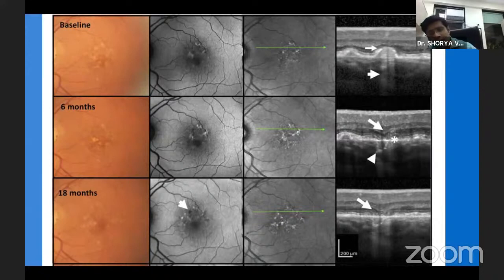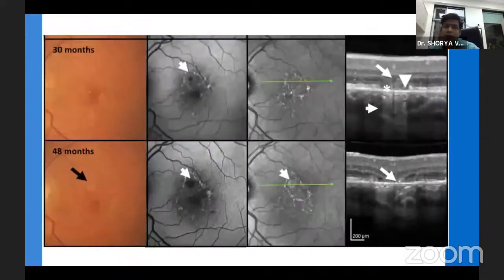At 18 months, the IRORA has established itself, but it is still not meeting the criteria of a CRORA. So at 30 months, you can see that there is complete loss of the RPE, and then it starts falling into the category of CRORA, and then it becomes established more so at 48 months.